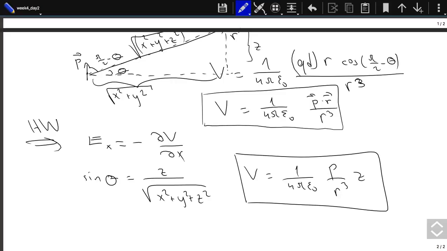Questions? Just z is the coordinate z. The potential is not a vector. It's just a number. So if you want to calculate the potential at a given point, you have to know the distance from the origin, which is where your dipole is, and the z component of its position vector.